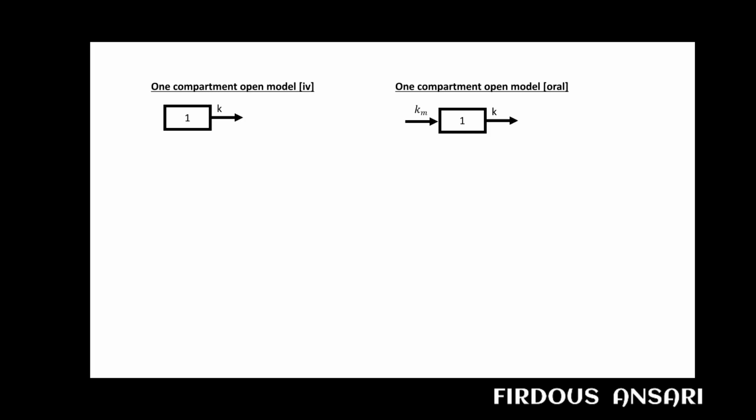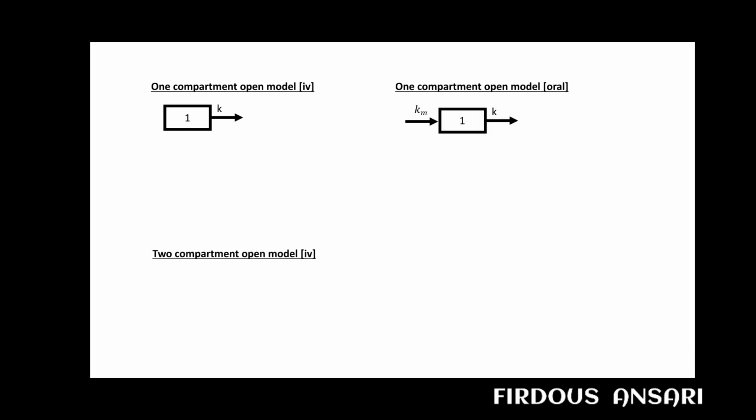Okay, so in a one compartment open model via intravenous route, we need to check just the elimination rate constant. But when we consider a one compartment open model where the drug is consumed via oral route, here we take into consideration two rate constants. The first one is the absorption rate constant and the other one is the elimination rate constant.